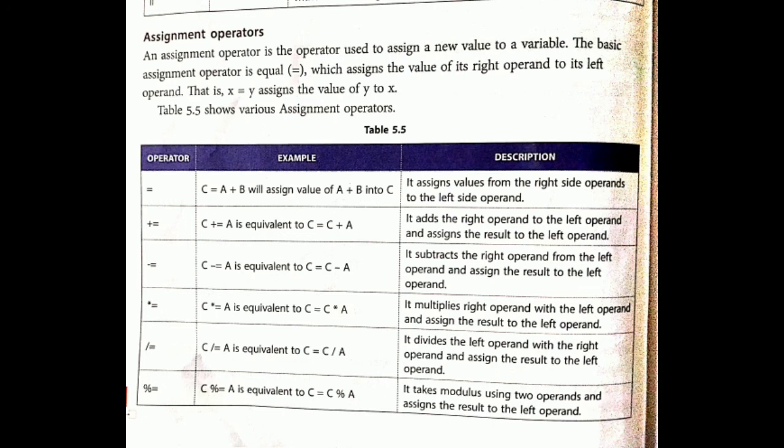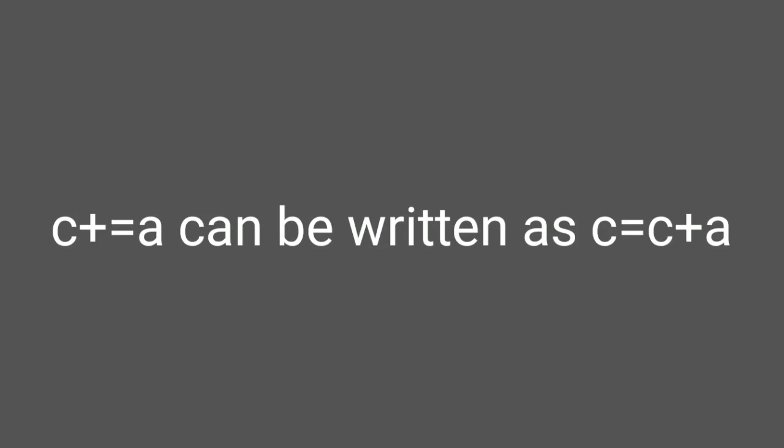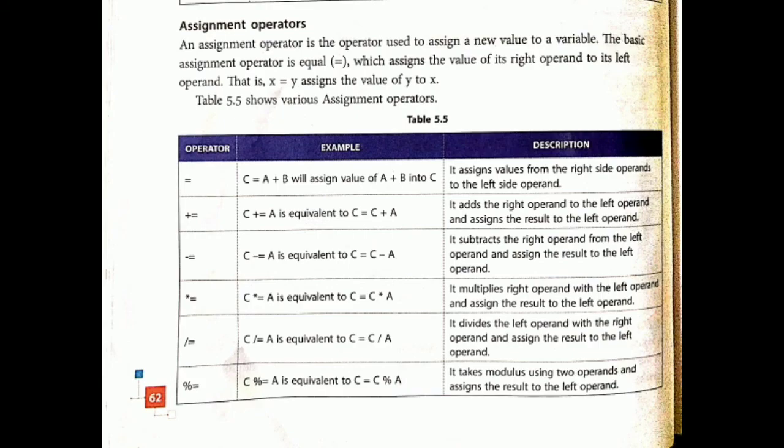And look at the next one, plus equal. Look at the example given, c plus equal to a. It can be written as c equal to c plus a. Our example given was c plus equal to a, and this can be written as an equation as c equal to c plus a. And look at the description given. It adds the right operand to the left operand and assigns the result to the left operand.